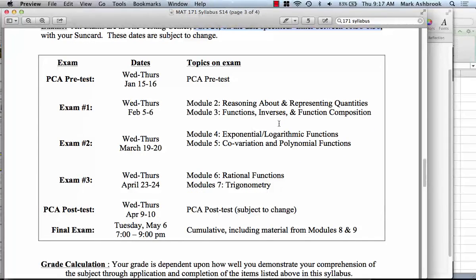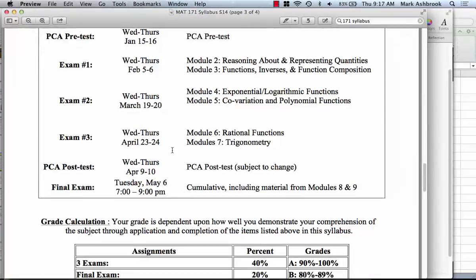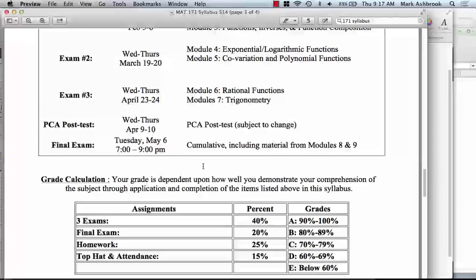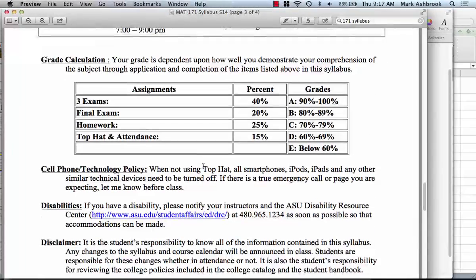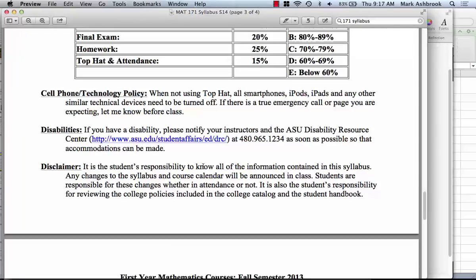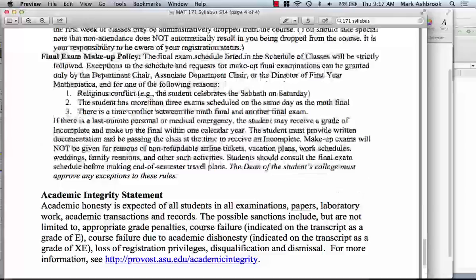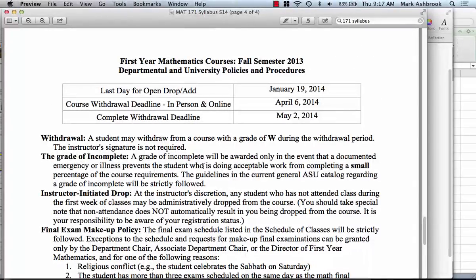Our first exam is coming up quick, in 3 weeks, and then the exams are about 4 or 5 weeks apart. Then we'll have a post-test and a final, which we can talk about as it approaches. Here's the breakdown: 3 exams are 40%, the final exam is 20%, all the homework is 25%, and the in-class, Top Hat, and attendance is 15%. The rest is fine print, but you're responsible for it.